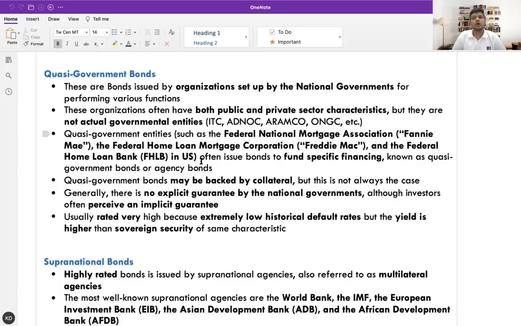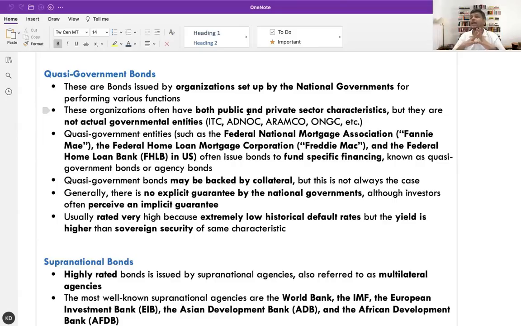Why do I say so? Because they don't work like a government department, but they do hire and fire employees as a typical corporate, right? So these organizations have characteristics of both a public and private sector. They are not actually government entities. They are like a public company, but since they were set up by the national government, or the major stakeholders can be the national government, they are called quasi-government entities.